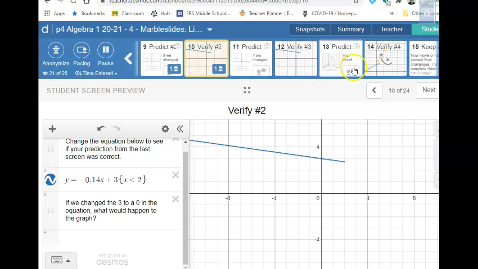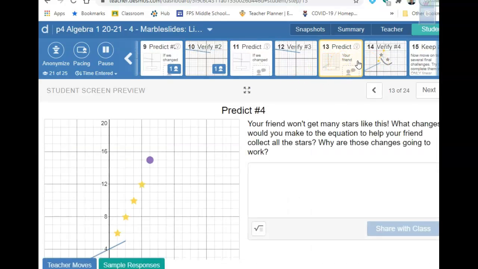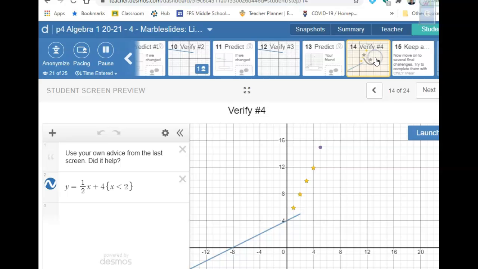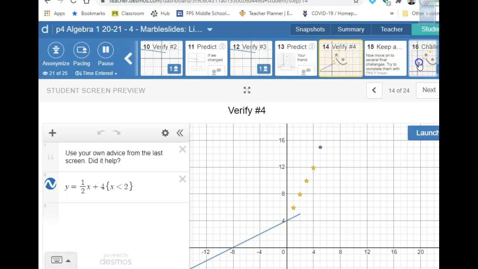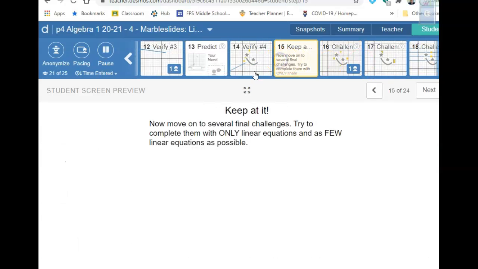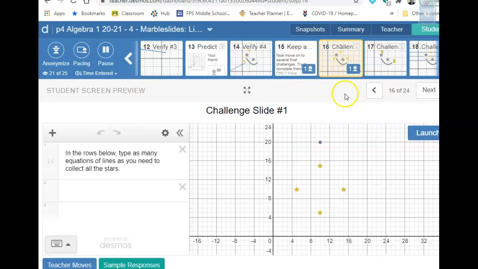So you do some more predictions and verifying. They ask you to keep doing it. And then you get to screen 15. And it says, okay, the challenge. And I ask you to do 3 challenges. So this is the first challenge.